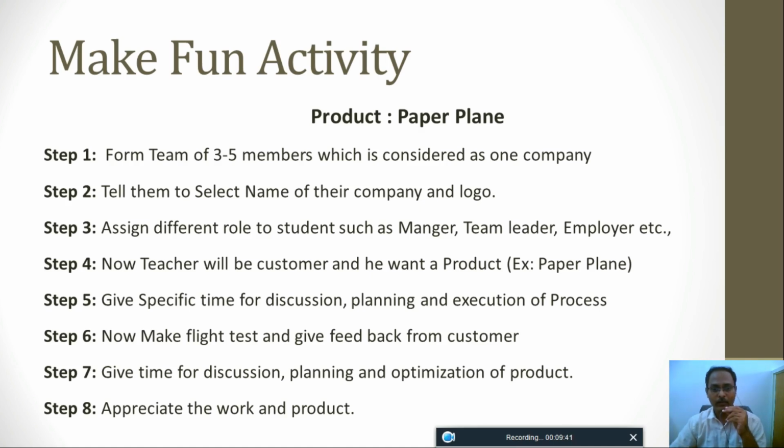They have started working, and afterwards they have given a proper, different type of design planes, which is one of the happier things. I have tested it again, and I have given appreciation for their work and for their products.